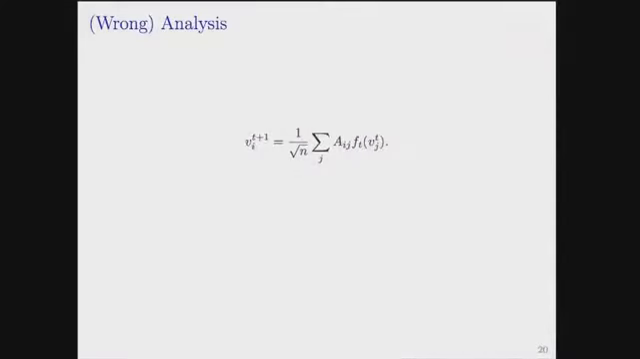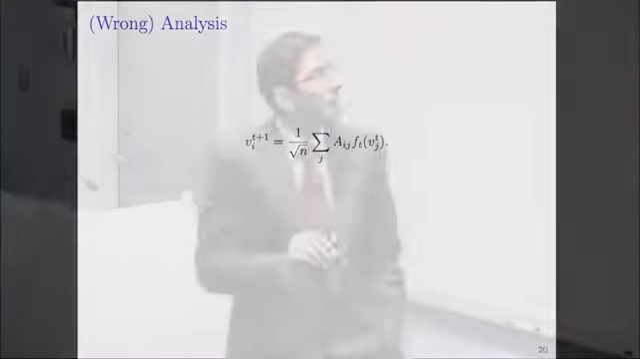For the next few slides, I'll do a wrong analysis, but we'll see why it's wrong. Let's write out the ith coordinate of vt plus 1. It is 1 over square root of n, that was my normalization factor, times the sum over j of aij ft of vtj. This is just the matrix multiplication written out.